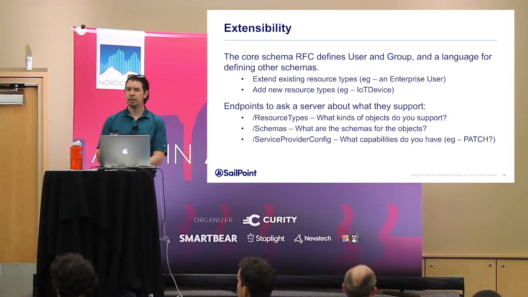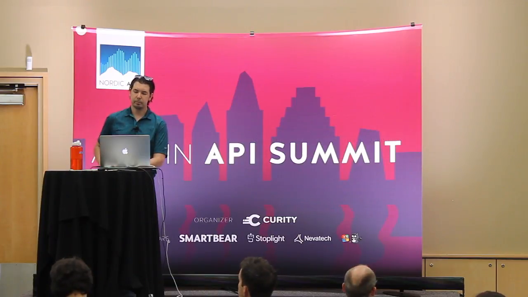And so in the server, there's built-in introspection for this, so that you can ask the server, what types of resources do you have? What are the endpoints that I hit? What schemas are associated with those objects? What are the capabilities of this server? Which type of authentication and authorization scheme should I use?